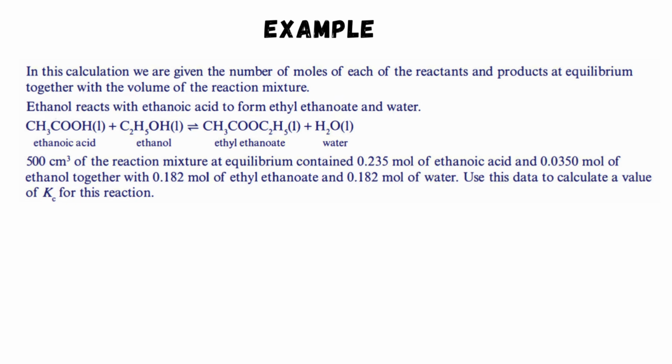Another example. In this calculation, we are given the number of moles of each of the reactants and products at equilibrium together with the volume of the reaction mixture. Ethanol reacts with ethanoic acid to form ethyl ethanoate and water, as shown here. 500 centimeter cube of the reaction mixture at equilibrium contained 0.235 mole of ethanoic acid and 0.0350 mole of ethanol, together with 0.182 mole of ethyl ethanoate and 0.182 mole of water. Use this data to calculate a value of Kc for this reaction.